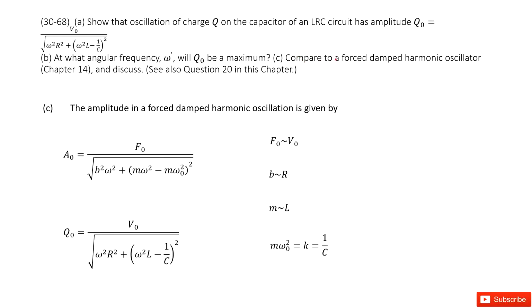The next one, compare to forced damped harmonic oscillators and discuss. So first, we write down the amplitude in forced damped harmonic oscillations in chapter 14. It looks like this. And compare it with the peak voltage across the capacitor in the LRC circuit. If we compare these two, we can think F0 can be replaced by V0, right? B looks like R, right? And M looks like L, and this term M omega naught squared is actually K, which should equal 1 over C.